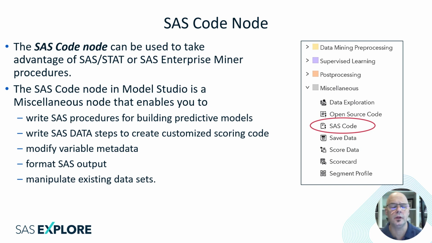The way that we're going to build these models is by using the SAS code node. The SAS code node is considered a miscellaneous node, and the SAS code node is the trick for building SAS models not built within SAS Viya. So SAS Stat, Enterprise Miner, High Performance procedures all would be using the SAS code node. And of course, anything that you do within SAS code, you can do within the SAS code node, not just build models. You could create customized scoring code, modify variable metadata, manipulate existing data sets such as transforming or generating new features, and so on.